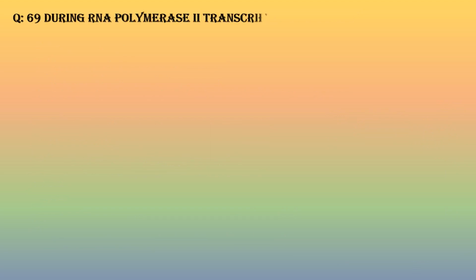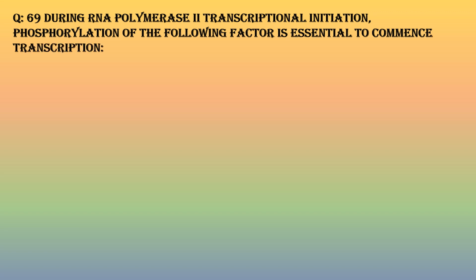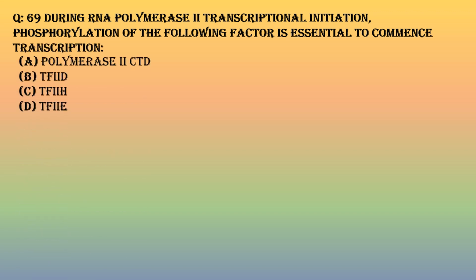Question number 69. During RNA polymerase II transcriptional initiation, phosphorylation of the following factor is essential to commence transcription. So what are the options? These are the options. So the answer is polymerase II CTD, like C terminal domain, which is denoted as CTD.